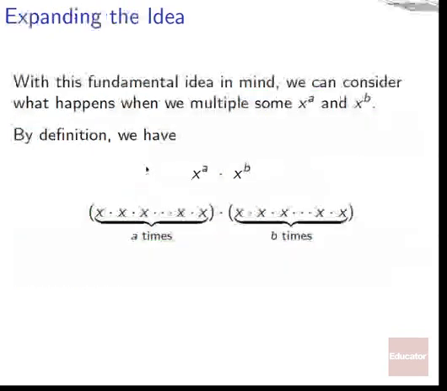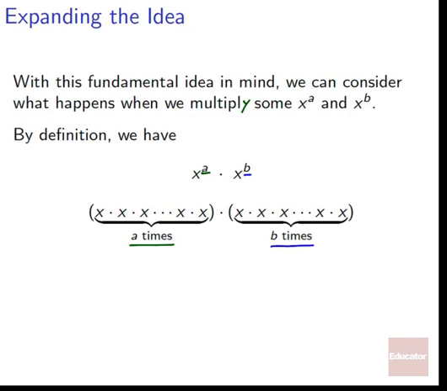Let's see. First thing we can figure out, with this idea in mind, we can consider what happens when we multiply some x to the a and x to the b. By definition, if we have x to the a times x to the b, then that means we've got x to the a, so we have x multiplied by itself a times, and x to the b, x multiplied by itself b times. Now, that means we've got some number of x's there, some number of x's there, so we've got a x's on one side, b x's on the other side.